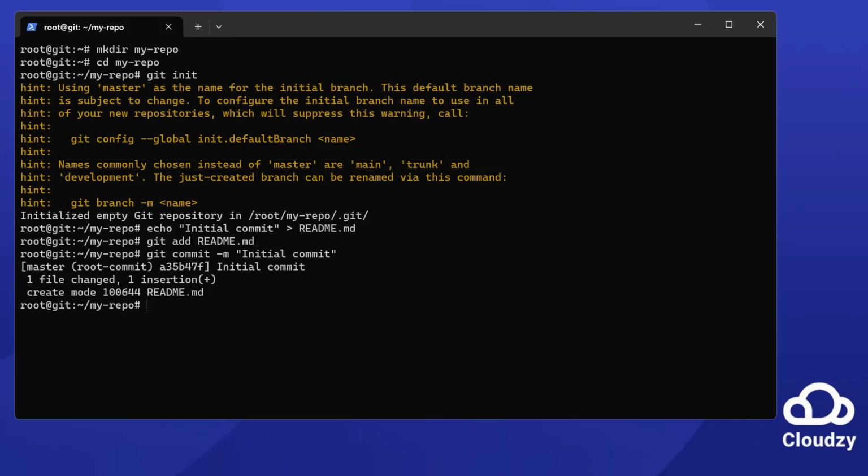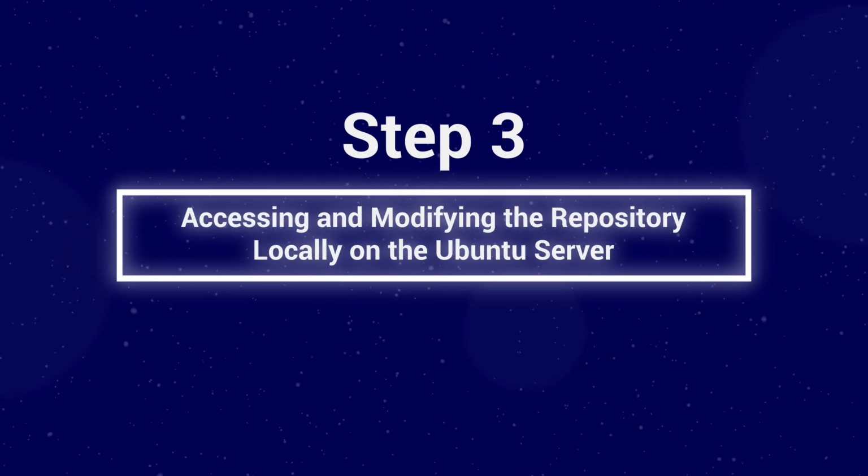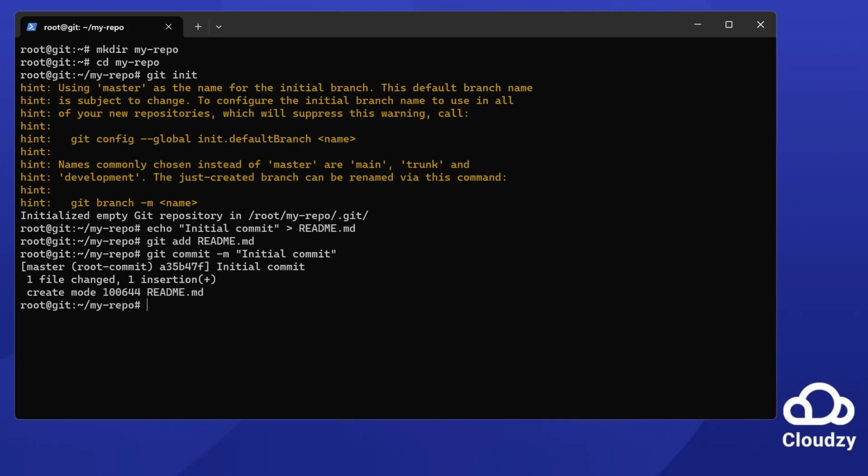And there you have it. You've successfully set up and initiated a Git repository on your Ubuntu server. Step 3. Accessing and modifying the repository locally on the Ubuntu server. With your Git repository in place, it's time to learn how to access and modify it directly on your Ubuntu server. This step is crucial for making changes and updates to your project.